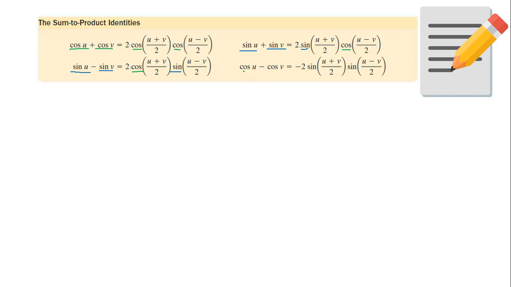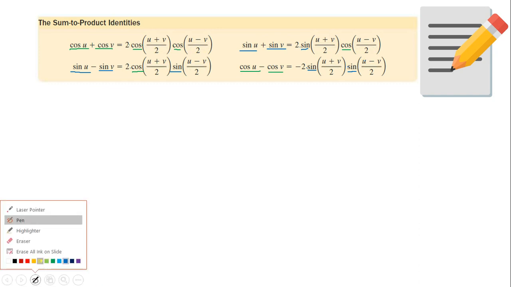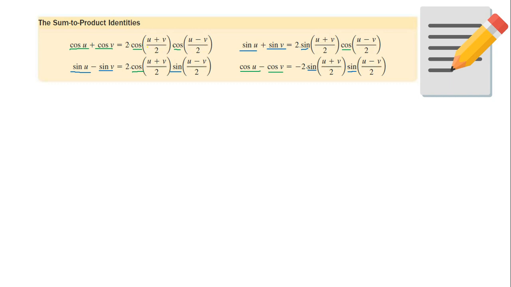And lastly, if you have a cosine of an angle minus another cosine of an angle, you actually end up with 2 times, remember these are all multiplication, sine of u plus v over 2 times sine of u minus v over 2.